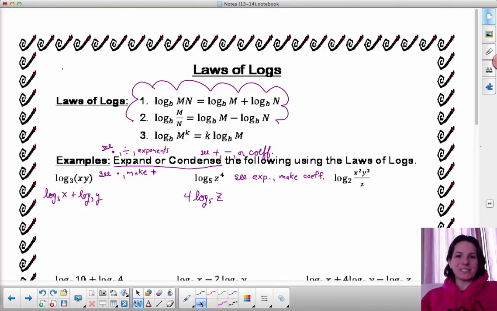All right, let's go ahead and talk today about the laws of logarithms, or laws of logs. The first three little points here are really just things you have to memorize. And I'll just point out a couple of little pieces to you.